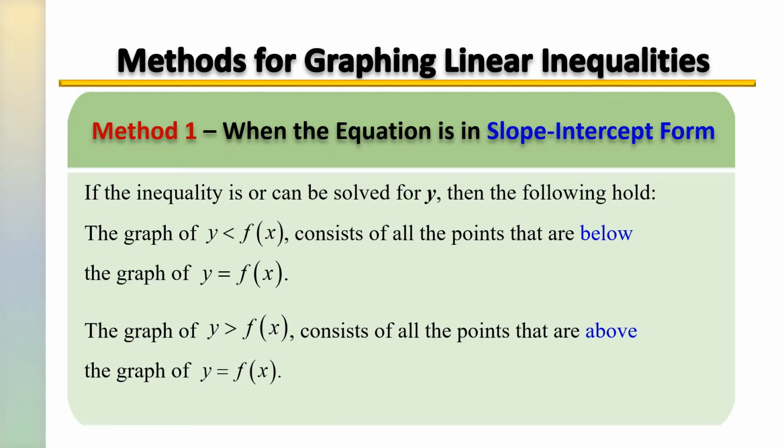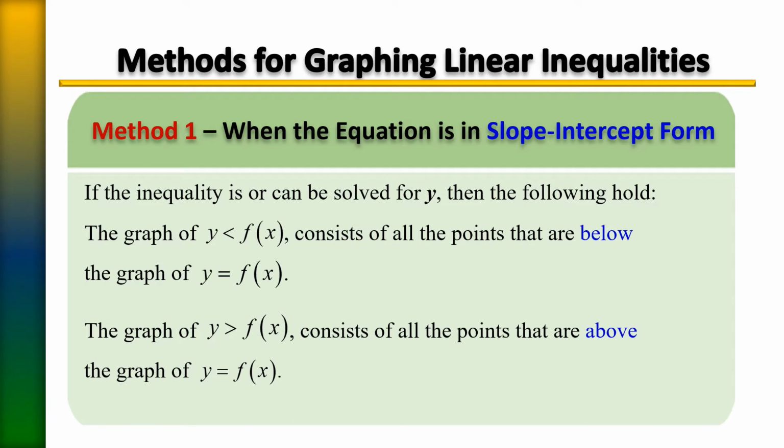Okay, so just a recap of the different methods that you can use for determining which sides you're going to shade with linear inequalities. You can use method 1 when the equation is in slope-intercept form. So if the inequality is in slope-intercept form, then the following holds. The graph of y is less than f of x will consist of all the points that are below the graph. Okay, so again, when you see the symbol turn this way, less than, it's going to be the area or the region below that you're going to shade, below that boundary line.